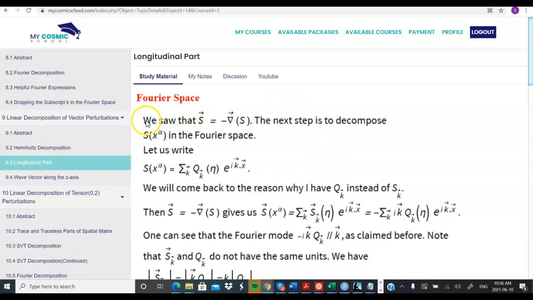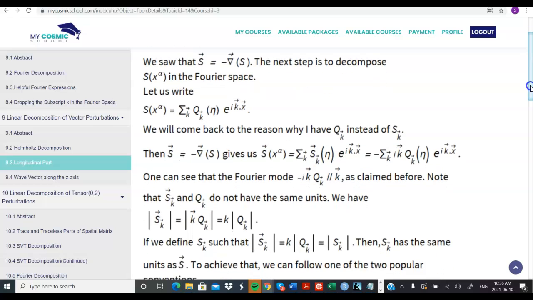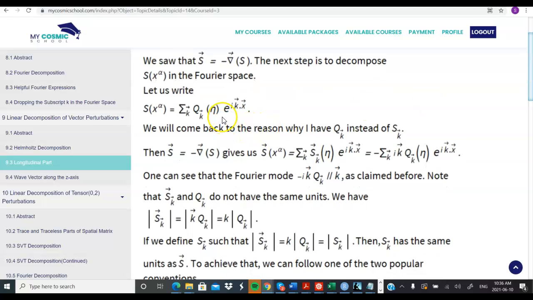Okay, so now we look at the Fourier expansion of the potential S, and it's straightforward mathematics. As I write the Fourier expansion, I write it like this, and pay attention that I am not writing this x alpha in terms of sk. I have reserved sk for something else. I am writing this in terms of qk.